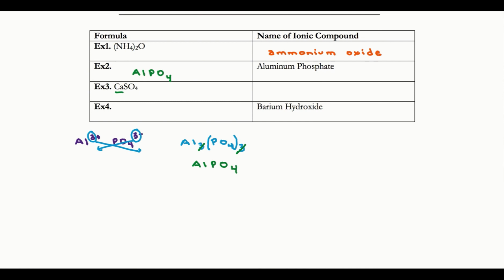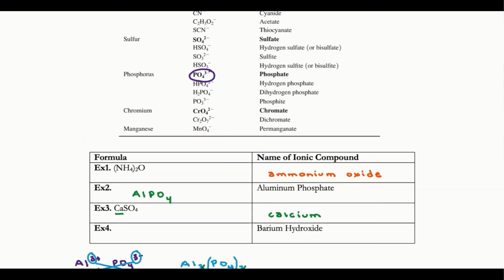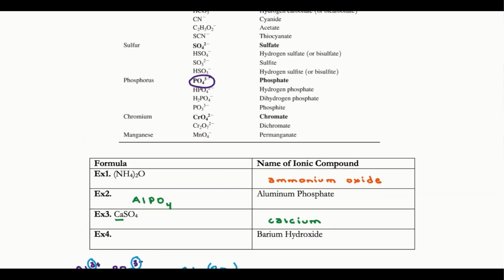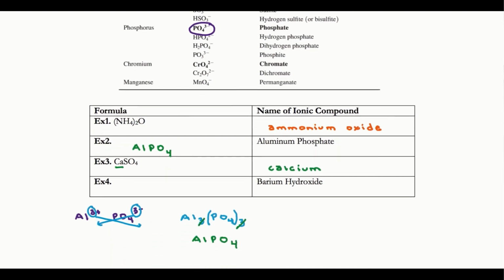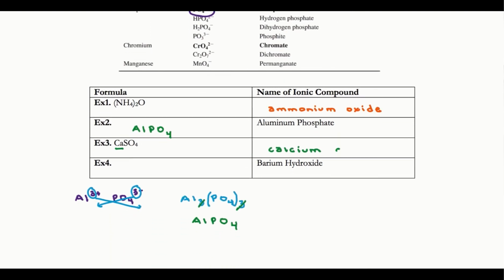CaSO4. So Ca is calcium. And remember I said when you're writing the name using polyatomic ions, you just need to write the name of the polyatomic ion. You don't need to change the ending at all. So SO4 is sulfate. So it's going to be calcium sulfate.